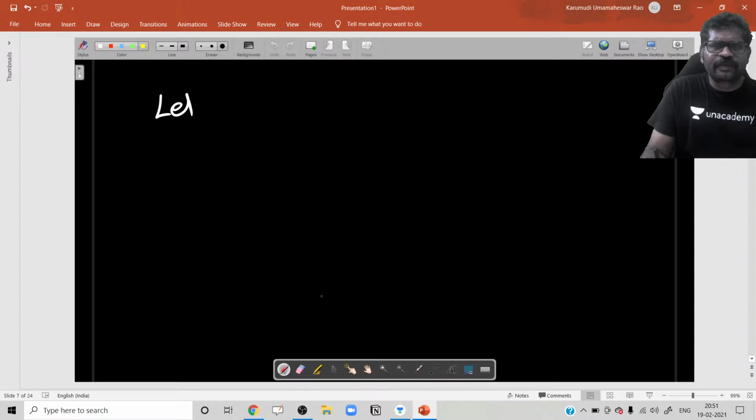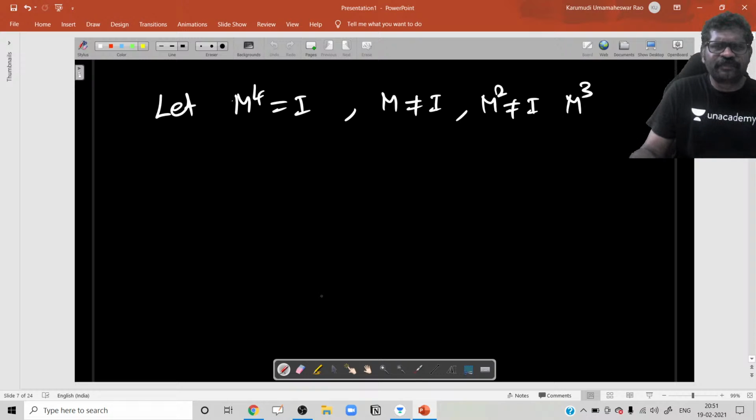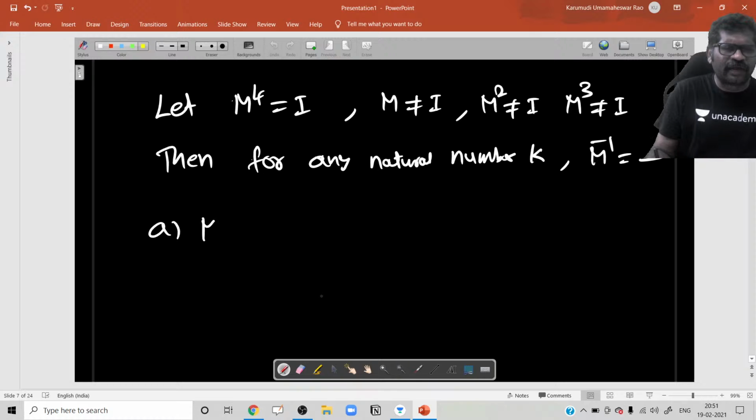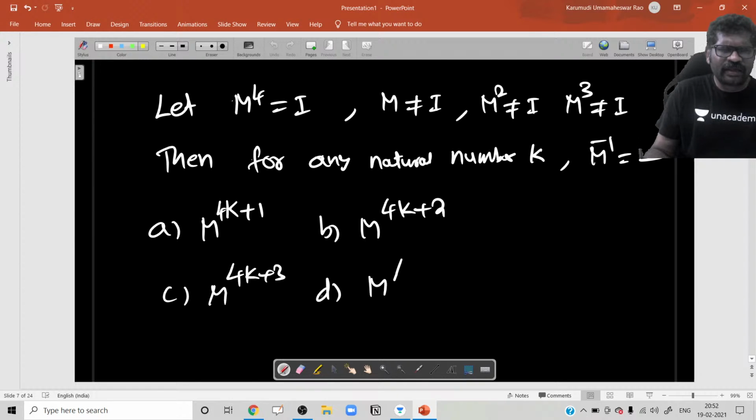Next problem. Let M power 4 is equal to I, M is not I, M square is not I, M cube is not I. Then for any natural number k, M inverse is: option A, M power 4k plus 1; M power 4k plus 2; M power 4k plus 3; M power 4k.